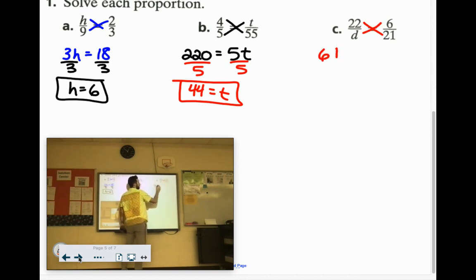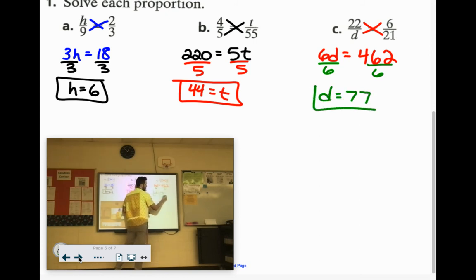All right, over here, 6 times d is 6d. I don't know what 22 times 21 is. 462, like I said. We'll have to divide by the 6. 77. D equals 77.